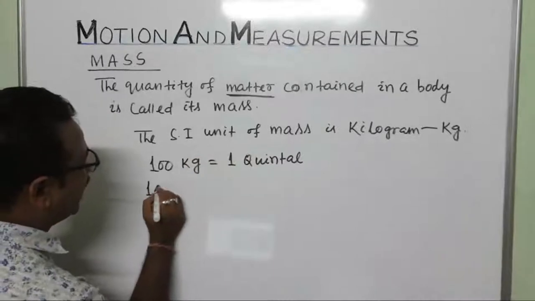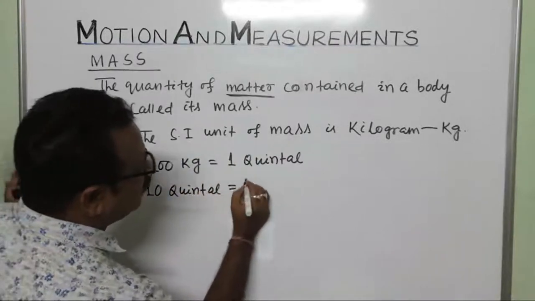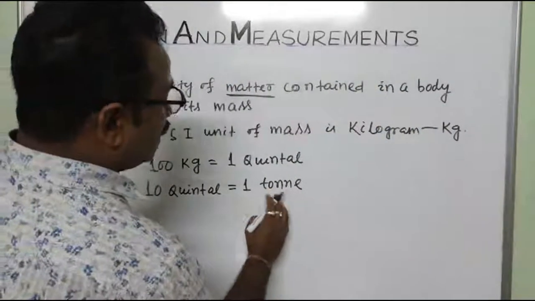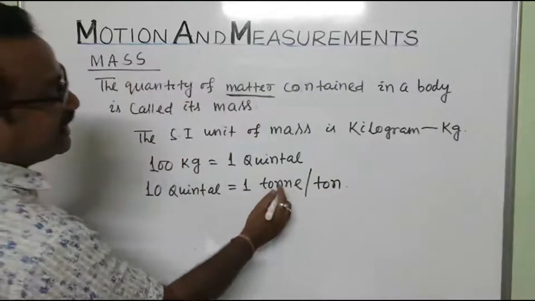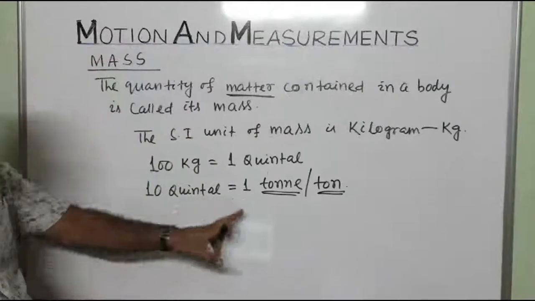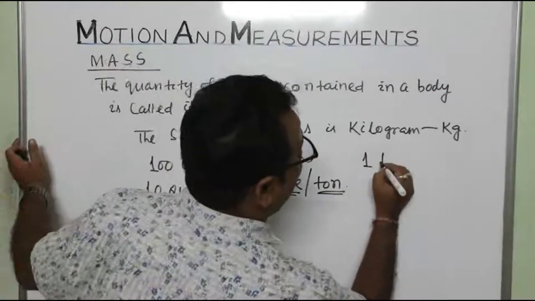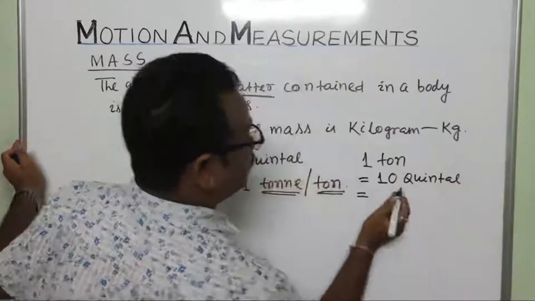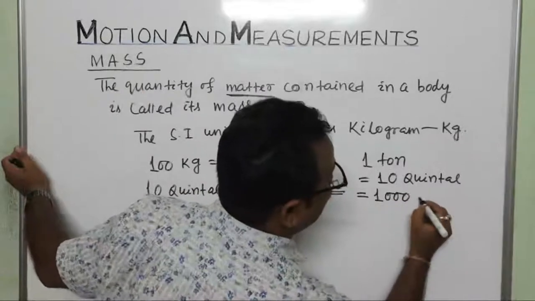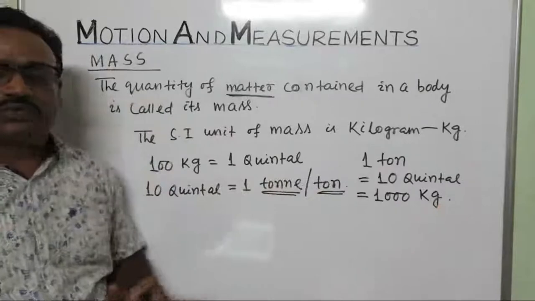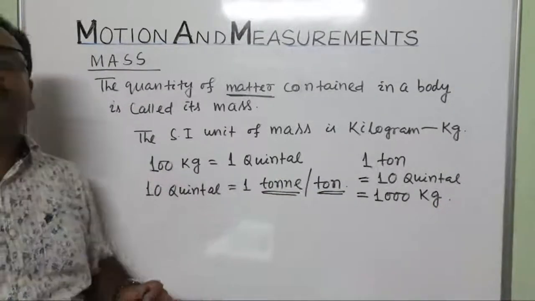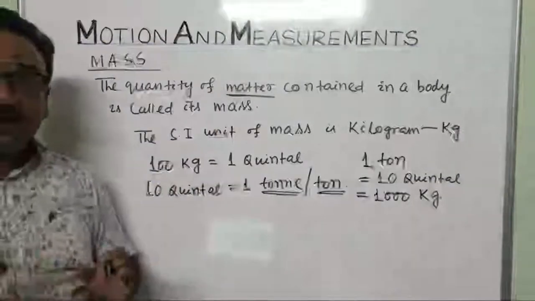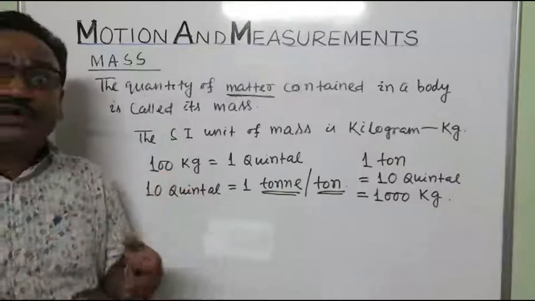Now 10 quintal is equal to 1 ton. Sometimes you write ton as T-O-N-N-E, sometimes T-O-N. So 1 ton is equal to 10 quintal, which is 10 into 100, 1000 kilogram. 1 quintal is equal to 100 kg, 1 ton is equal to 10 quintal. So 1 ton is equal to 100 into 10, that is 1000 kilogram. These are bigger units, quintal and ton.